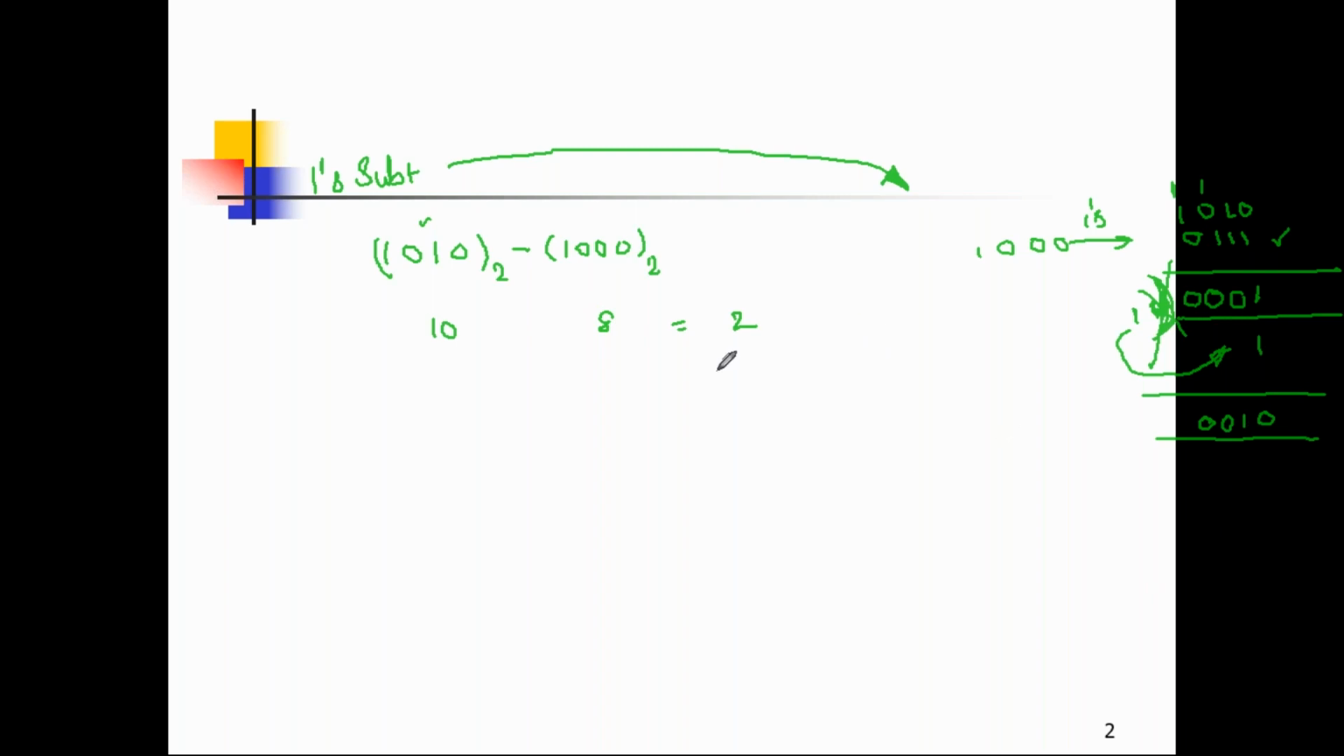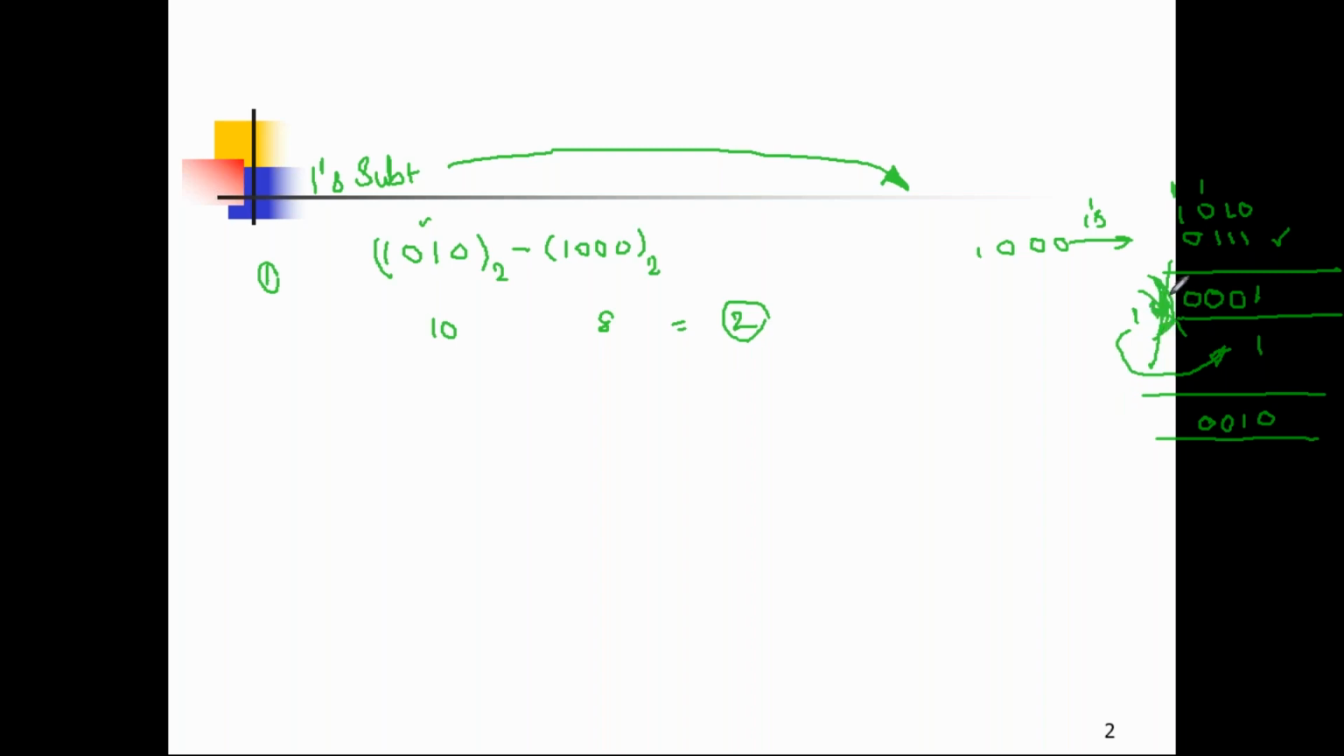Which is equivalent to binary number 2? So this is the one case study in the binary number system, that is subtraction of two numbers. Okay, then another case.